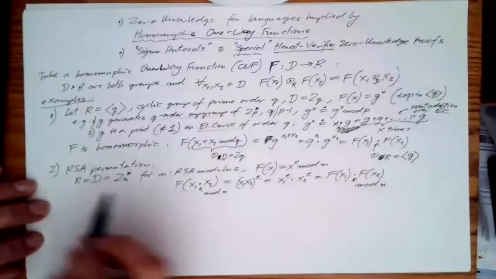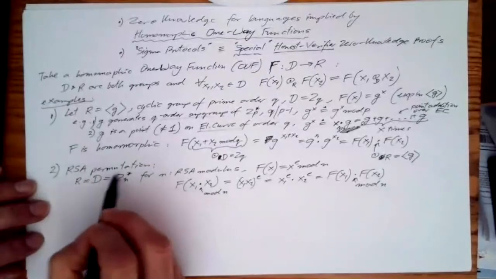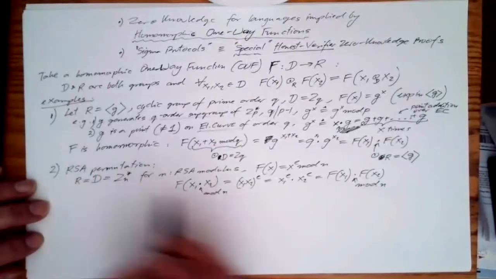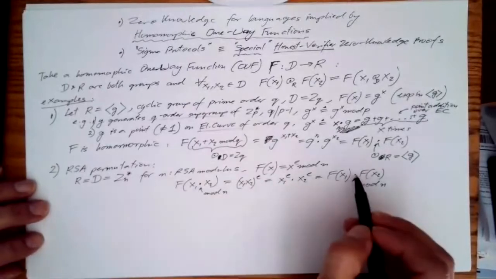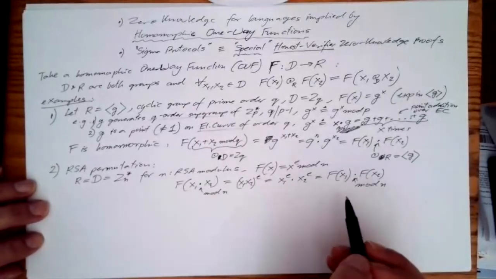So in this case, the domain and the range are the same multiplicative groups, mod n. So the domain operation and the range operation are the same. They're the same two groups.